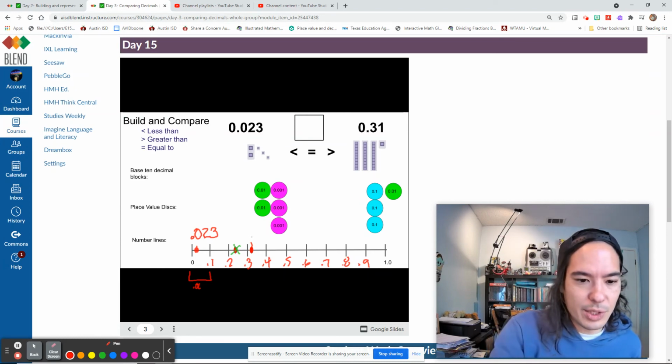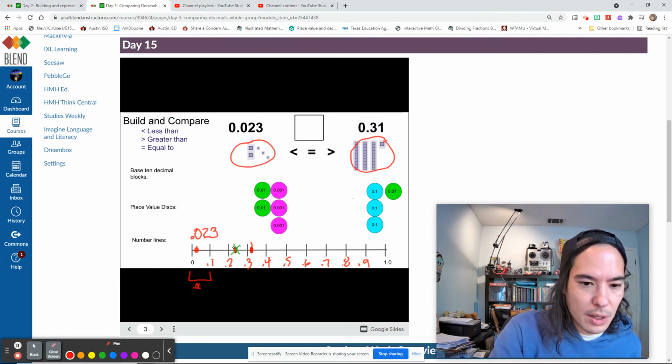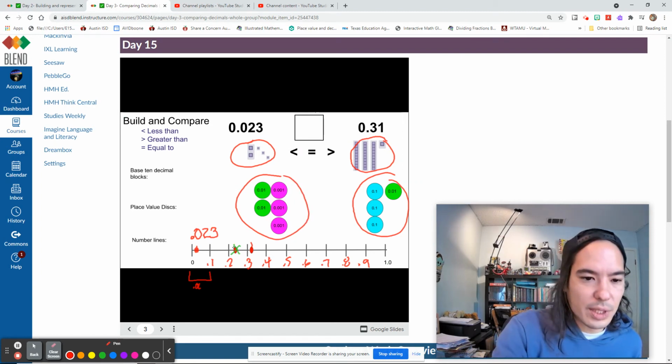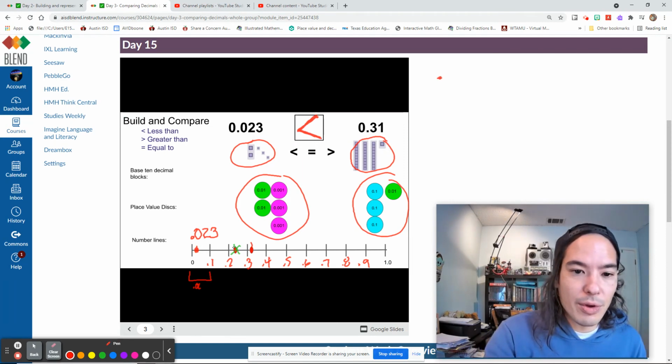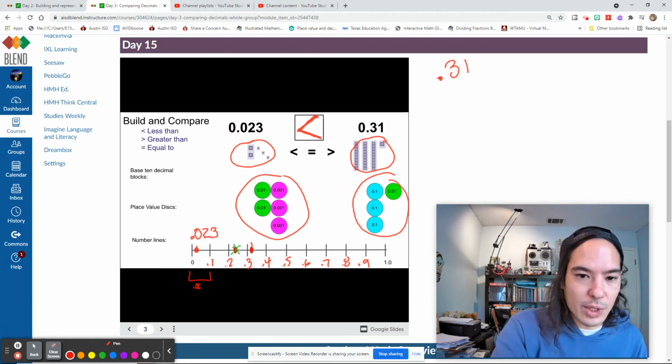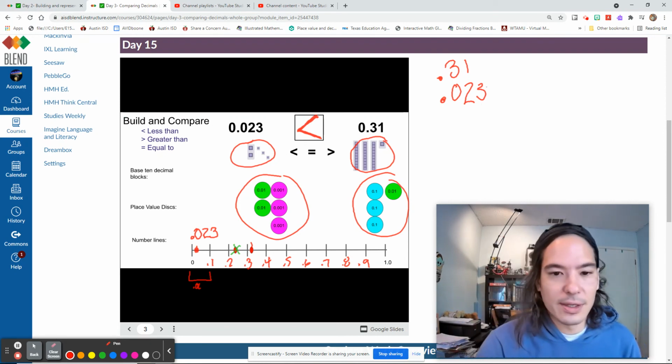So we can tell which number is bigger on our number line. We can tell which number is bigger by looking at our pieces in base 10, and we can also tell which one's bigger by looking at our place value discs. So which one of these is bigger? The alligator absolutely wants to eat 31 hundredths. If we were talking about money, remember 31 hundredths is the same thing as 31 cents, where 23 thousandths would be like 2 cents. And remember when we were looking at gas prices and they had that little thousandth. That's what you're looking at there.